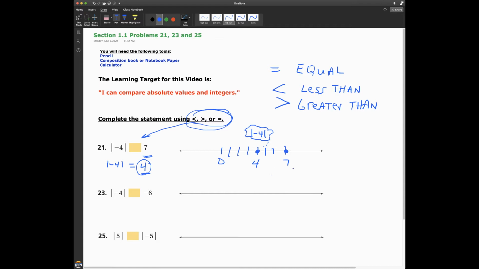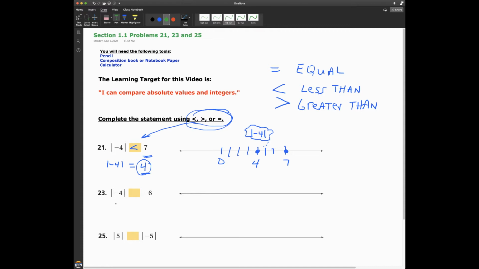And so which one of these numbers is smaller? Well, 4 is smaller than 7. So the absolute value of -4 is smaller than, or is less than, 7. Okay, let's try another one.